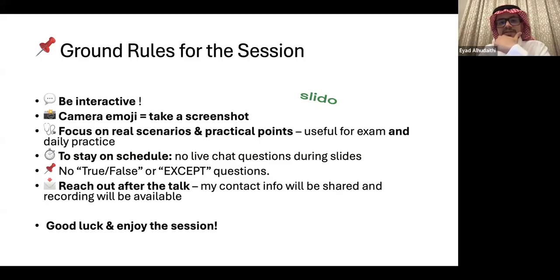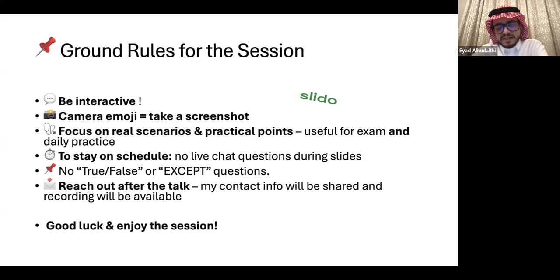This is the ground rules for the session. I want you to be interactive. There is no judgment here. It's just to assess yourself and to learn from your mistakes. I have attached some camera emoji, so it's a hint for you to take a screenshot. That means it's important either in your practice or for you to keep it in your pocket. We might not have enough time to go through those important slides, but at least take a screenshot of it.